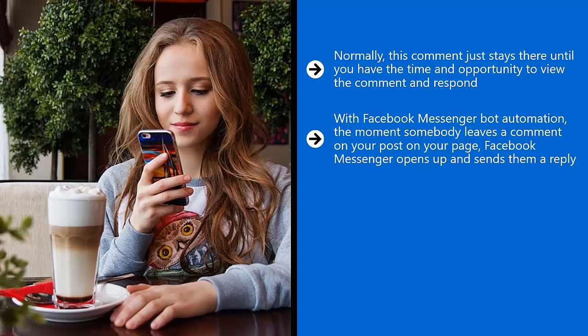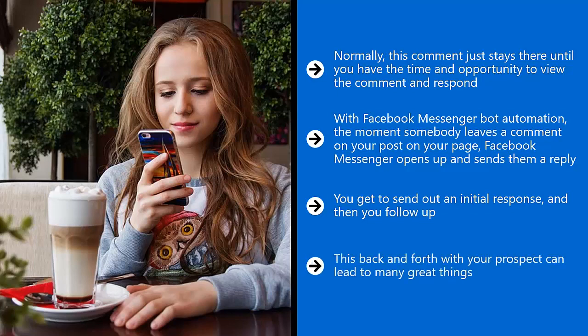With Facebook Messenger bot automation, the moment somebody leaves a comment on your post on your page, Facebook Messenger opens up and sends them a reply. Facebook then allows you, within the span of 24 hours, to send another message. You get to send out an initial response, and then you follow up. After this point, if the prospect likes your response, they can then send another inquiry and the process repeats itself over and over again.